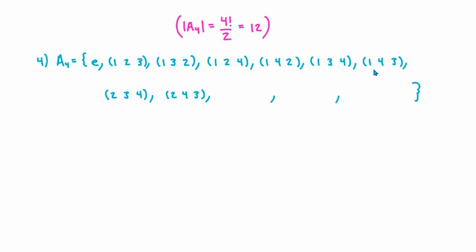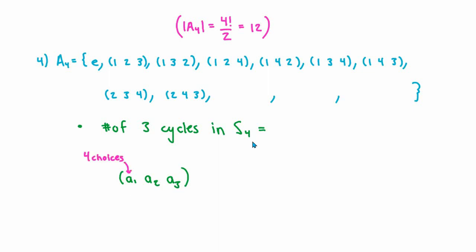But since I'm only a human, I'd like to have a double check to make sure that I got all of the 3 cycles. So I'd like to have a formula for the number of 3 cycles in S4. Well, just as before, think about how you choose a 3 cycle A1, A2, A3 in S4. You've got 4 choices for the first entry, and then you have 3 choices for the next entry, and then you have 2 choices for the final entry.